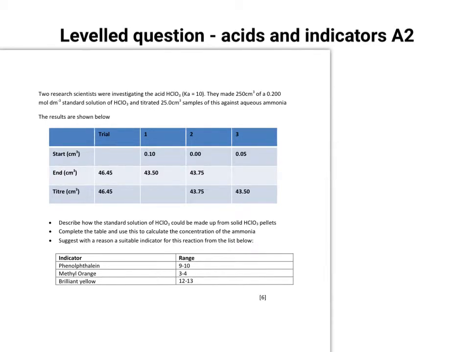Hi and welcome to this short clip going through how you might approach an A-level question on acids and indicators from an A2 perspective. So it's got a little bit of first year in it, obviously, because it's talking about a set of titration data, but it's an A2 question because you've got Ka values, and you've also got an instruction to suggest, with a reason, a suitable indicator.